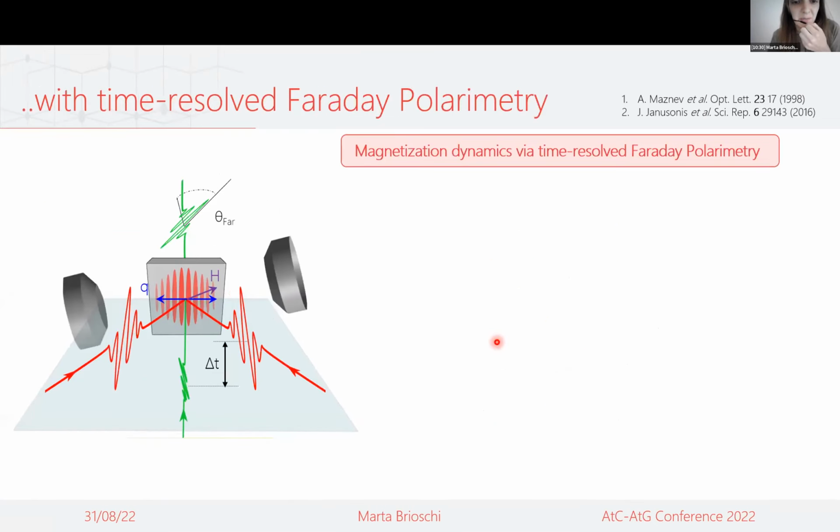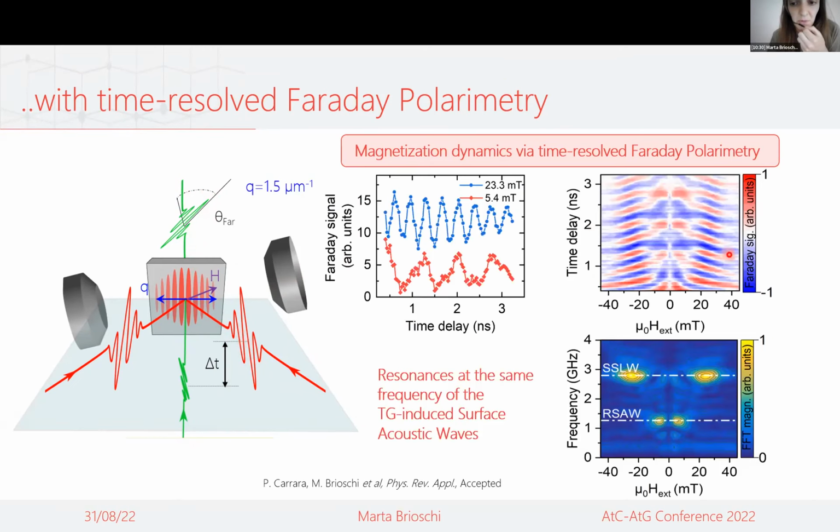So since we are interested in how the surface acoustic waves affect the magnetization dynamics as a function of an in-plane magnetic field, we also implemented the time-resolved Faraday polarimetry. So we used the transient grating pumping mechanism to generate the surface acoustic waves, and we used a third beam for the Faraday polarimetry, which means that basically we looked at how the polarization of the transmitted beam changes as a function of the time delay between pump and probe. So this is what we obtained.